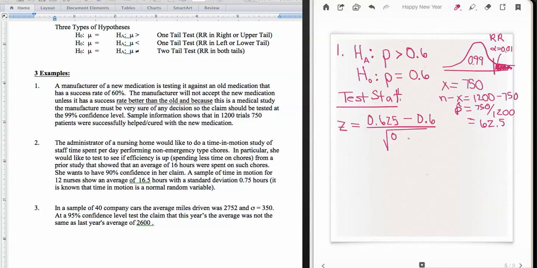And then we have 0.6 here, and the complement of 0.6, 1 minus 0.6, is 0.4, that's Q naught. And then we're going to divide that by our sample size, which is 1200. So I'm going to calculate the denominator and then divide 0.625 minus 0.6 by that number. I like to compute the denominator first because it's much more complicated than the numerator, and it just saves me some time.